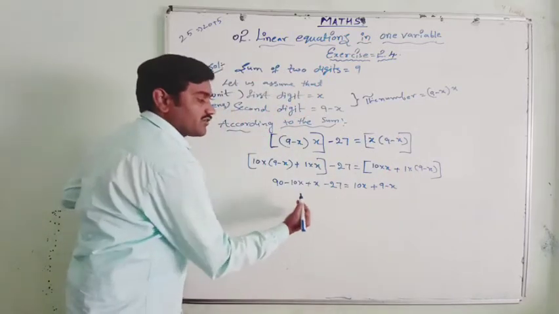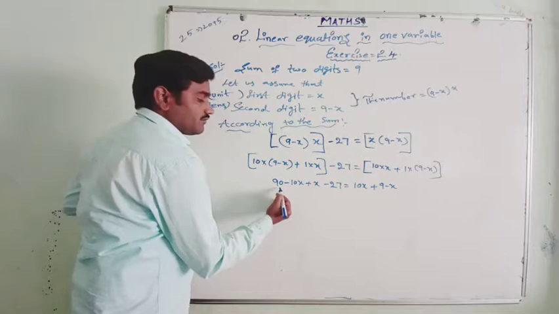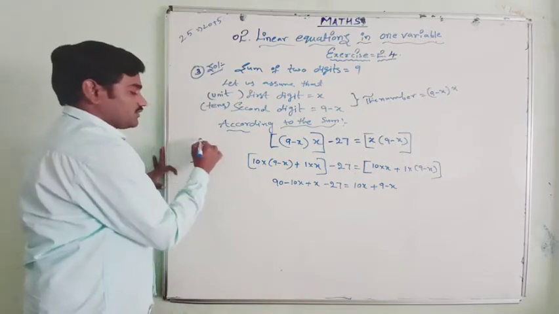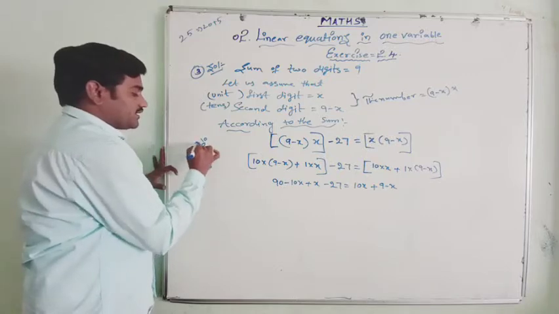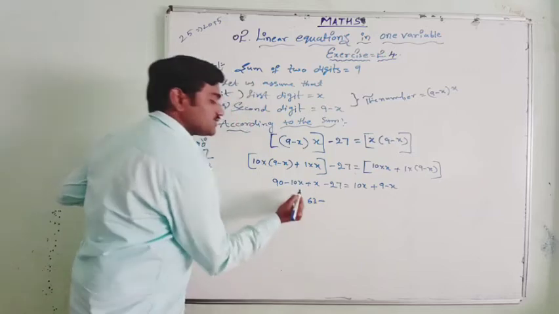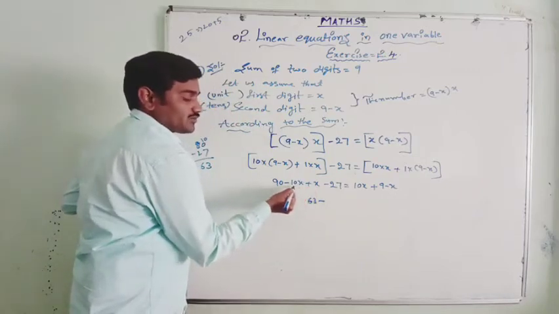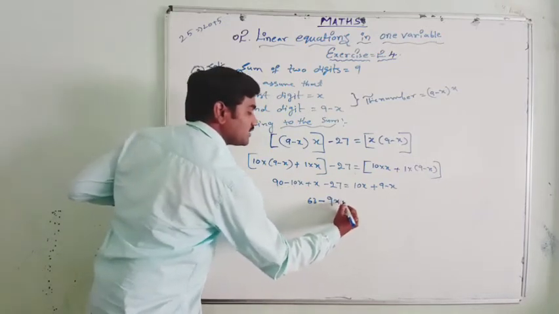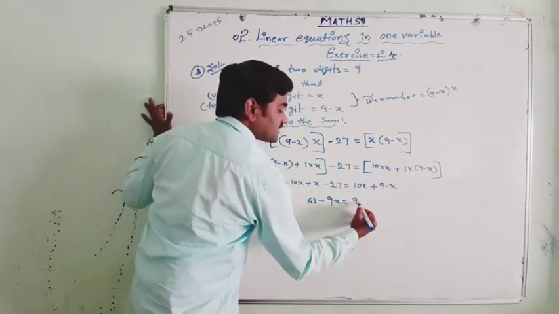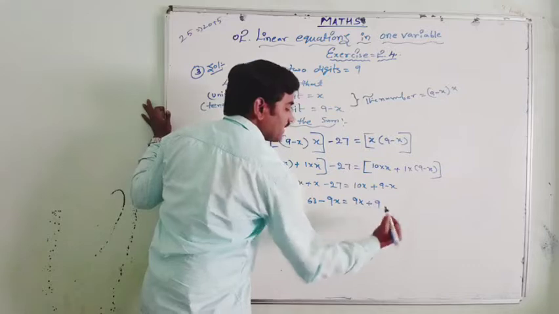Now we can simplify. 90 minus 27 is 63. Then x minus 10x is minus 9x, equal to 10x minus x, which is 9x, plus 9.